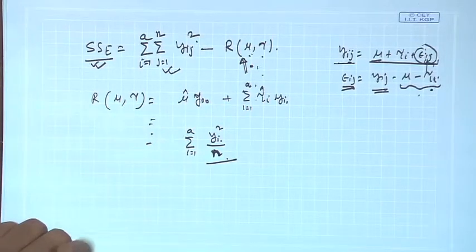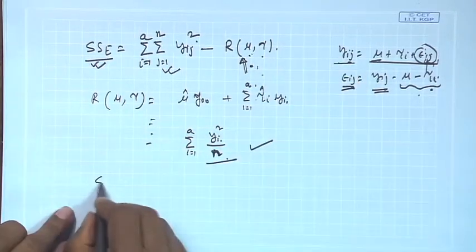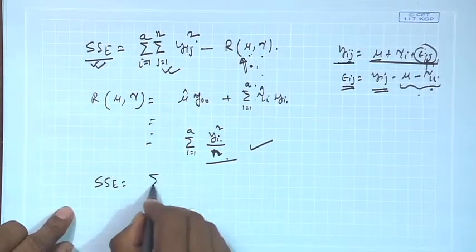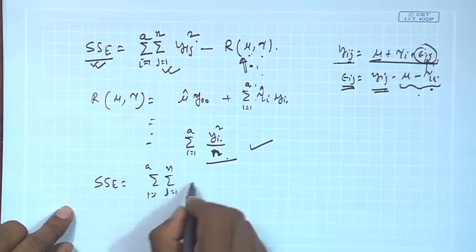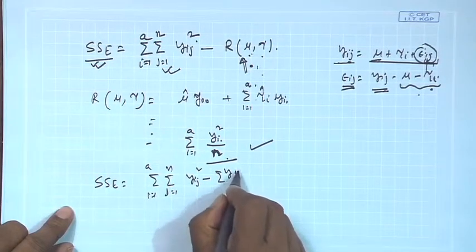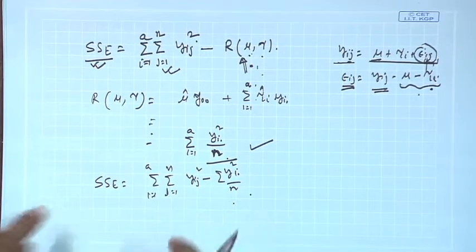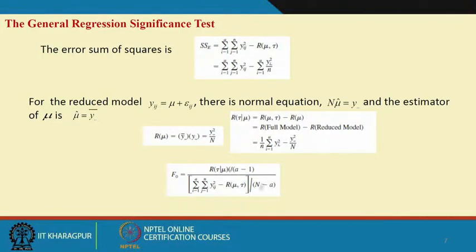And square by small n. Now, that means if I put in SSE, then this is nothing but the sum over j equal to 1 to n, i equal to 1 to a of y_ij squared, minus the sum of y_i dot squared by n. So this is your SSE. Now, this you are getting from the full model.